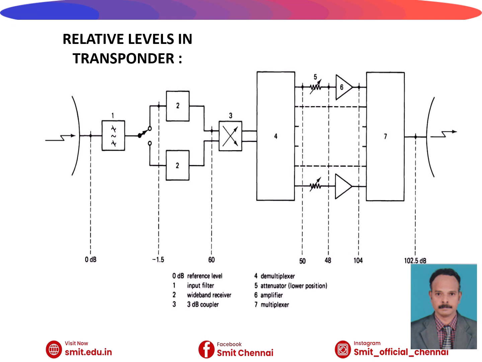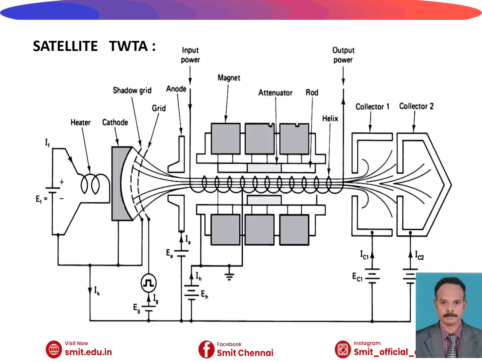The weight is higher for TWTA, the weight is lower for SSPA. So the reliability is very high for TWTA, whereas for SSPA the reliability is also very high. So large satellites will go for TWTA, small satellites may go for SSPA. So these are the important things that I have observed from the transponder, its functionings.